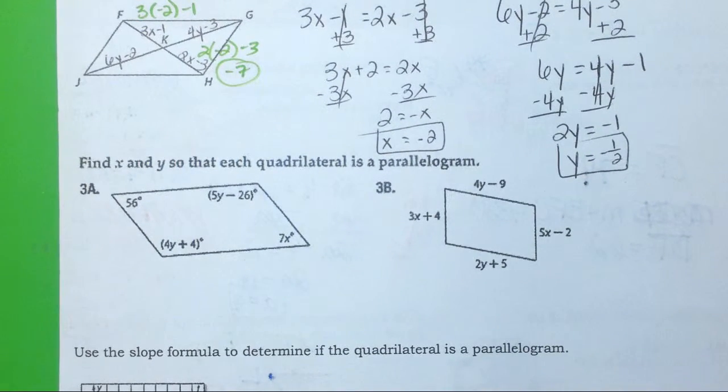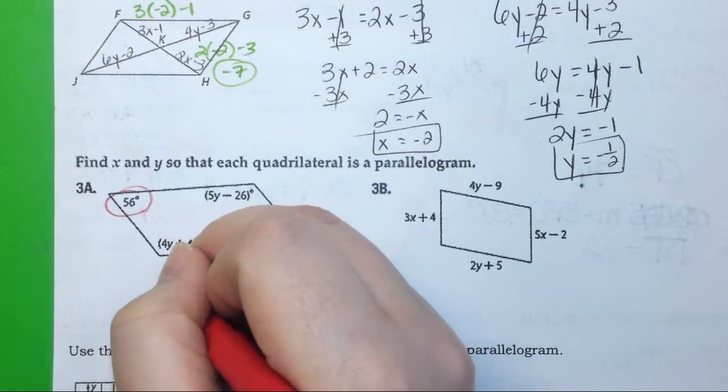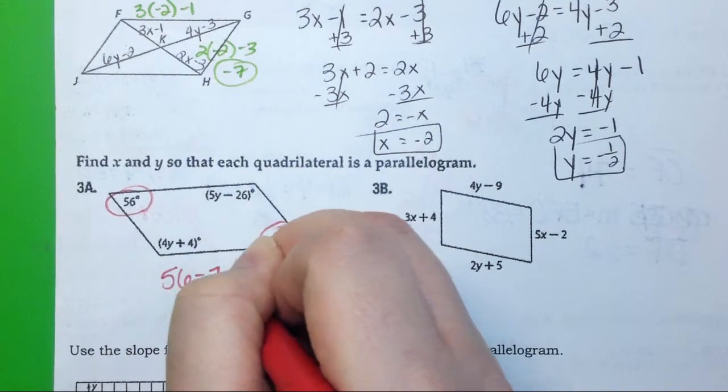Okay, 3A, are we dealing with opposite sides, consecutive angles being supplementary, or diagonals bisect? Which of those three properties? Are we doing sides, angles, or diagonals? We're doing angles. Okay, we know the opposite ones are supposed to be congruent. So first things first, 56 equals 7x, so x equals 8.